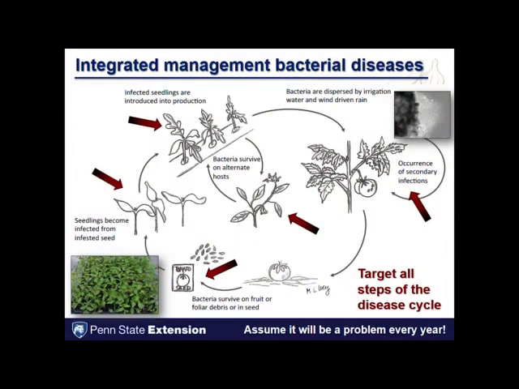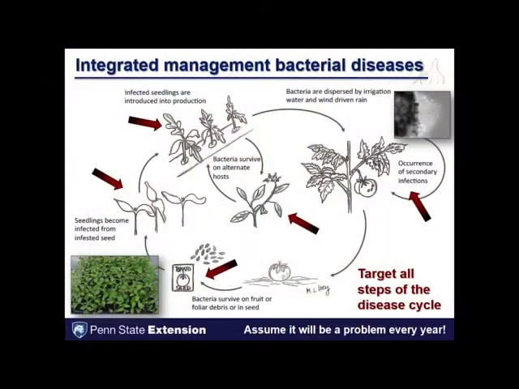So when we're thinking about managing these diseases, I know a number of you have seen this slide before, but really it's this integrated approach that we need to be thinking about. If you're someone who's having these issues, you really need to step back and critically think about what steps you're taking throughout the entire production chain. We know the bacteria can be associated with the seed. We know that we can spread them during transplant production. Transplant production is an ideal situation for moving around these bacteria.